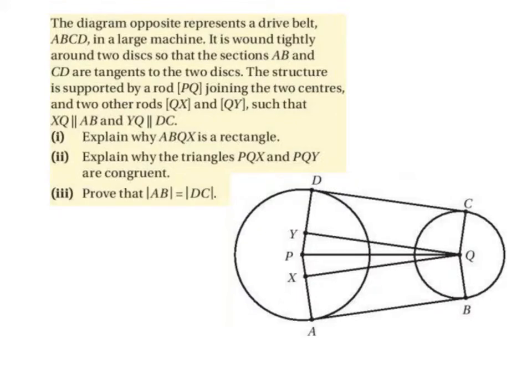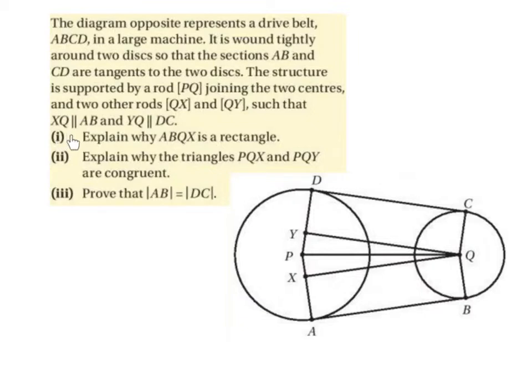The structure is supported by a rod PQ, joining the two centres, and two other rods, QX and QY, such that XQ is parallel to AB, and YQ is parallel to DC.